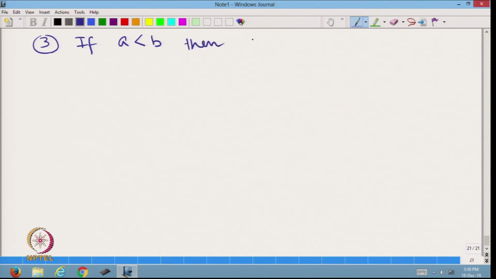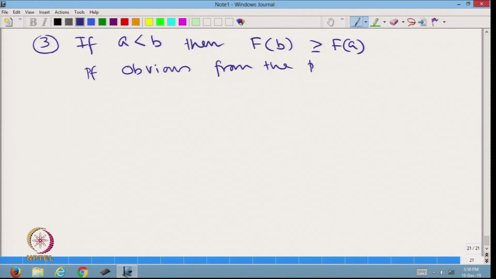then F of b is greater than or equal to F of a. Proof obvious from the previous result.